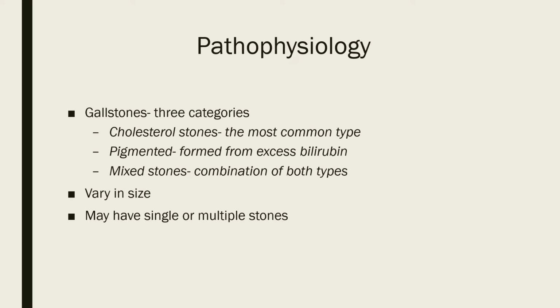So gallstones present in 3 categories. Cholesterol stones, and these are the most common type. Pigmented, and these are formed from that excess bilirubin. And then there are mixed stones, and this is a combination of both cholesterol stones and pigmented stones. These stones will vary in size, and a patient may have 1 stone or they may have multiple stones.